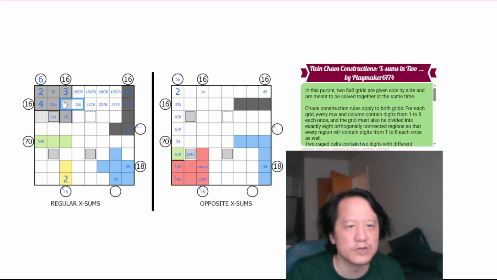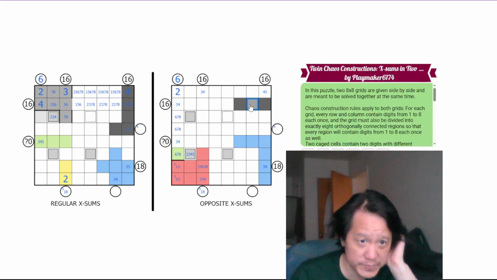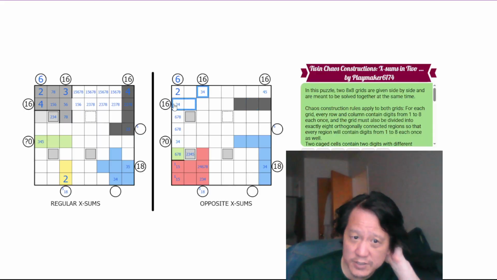So this looks okay also. This is 6. That's 1, 5 as a pair. That eliminates 5 in the rest of the region. This can't be 5 either. So this is 3 or 4. Actually, this seems less restrictive.